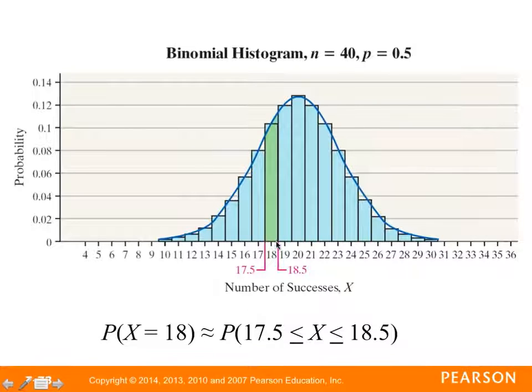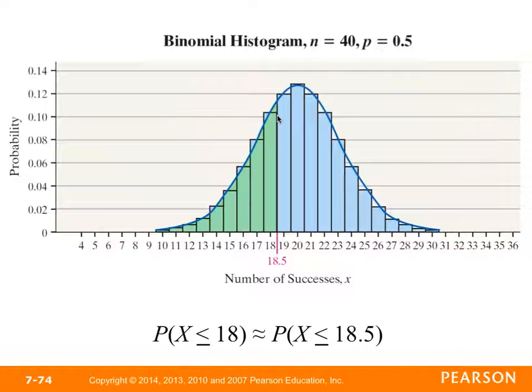If you look on either side of 18, it's going to be approximately equal to the probability that x is between 17.5, which is going to be this right here, and 18.5, okay? Because if you look here, we have a little piece that is not included in our shading, and then we have a little extra piece that is included. These are really, really close to one another, okay? So this is a pretty good approximation.